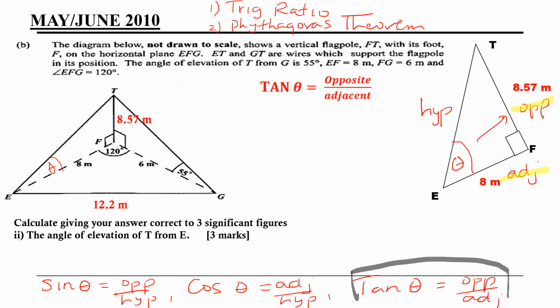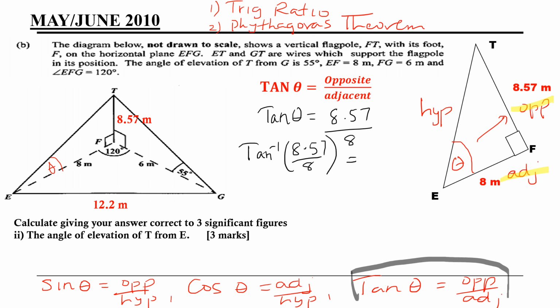Let's fill in what we know. We're looking for the angle. Tan theta, and the opposite is 8.57 over 8. So it would be tan inverse of 8.57 over 8, and whatever that angle is. That is tan inverse of 1.07125. Plug that in.